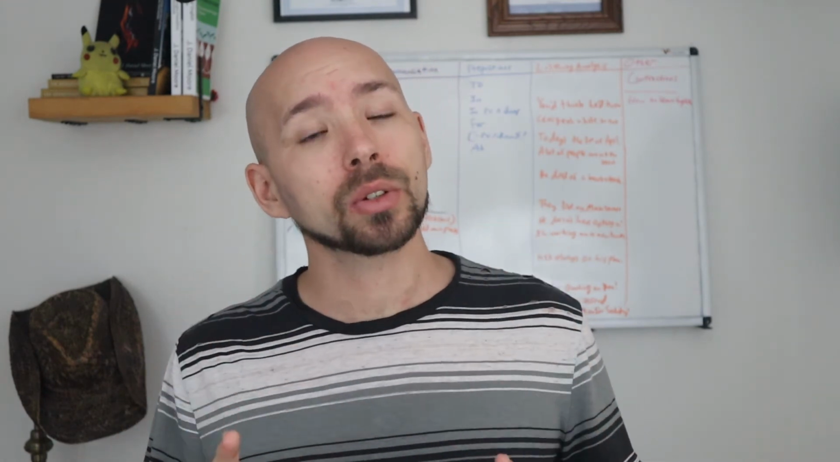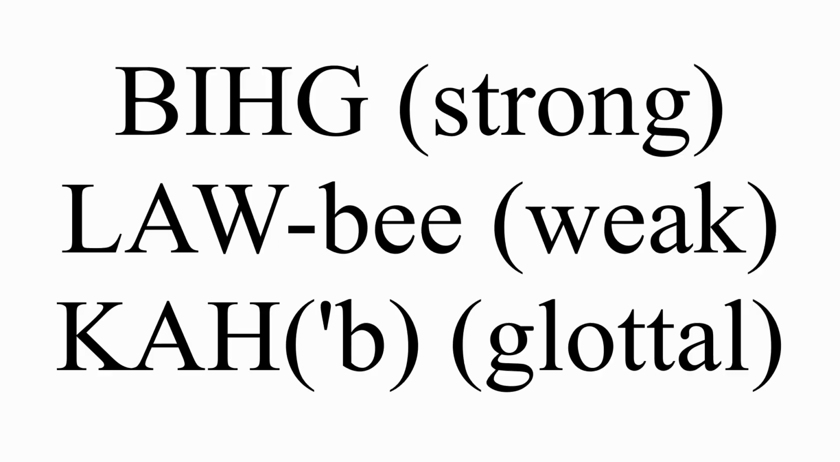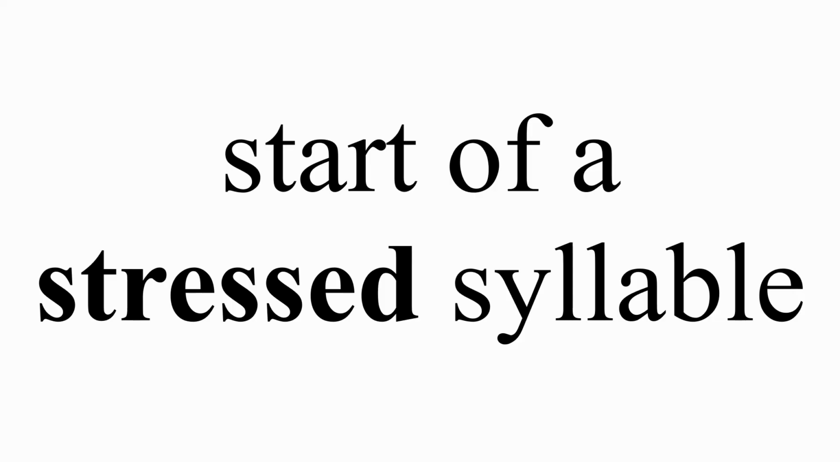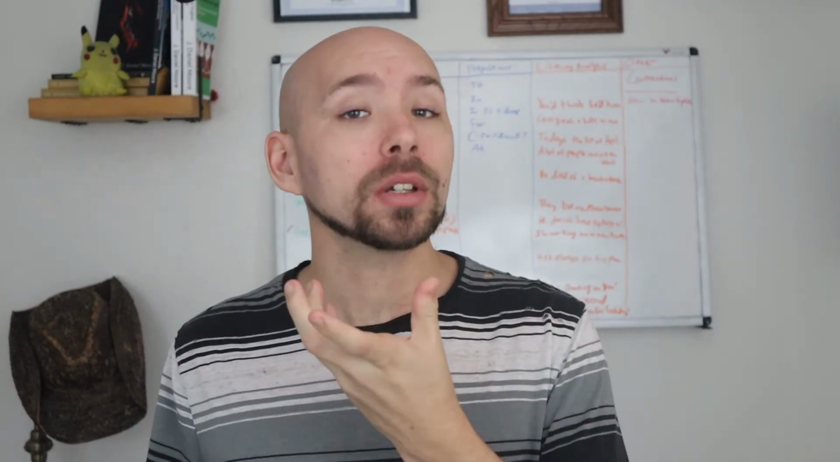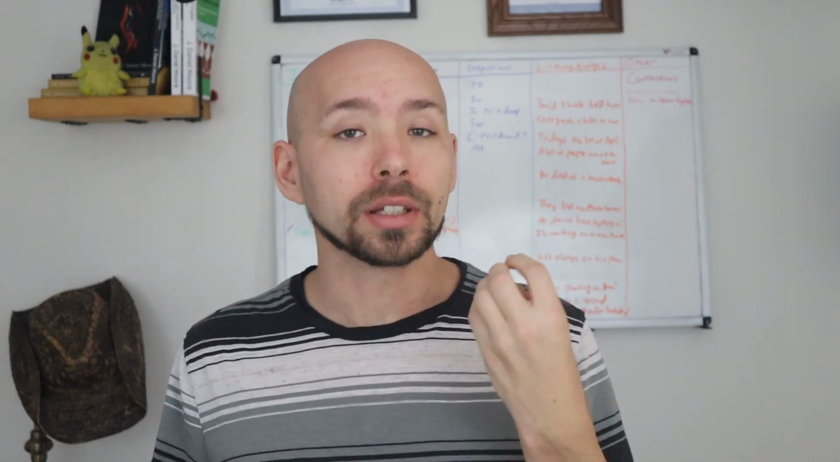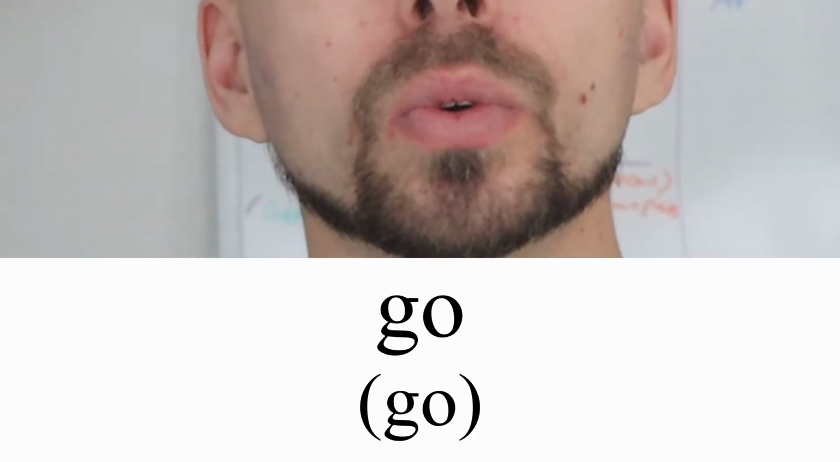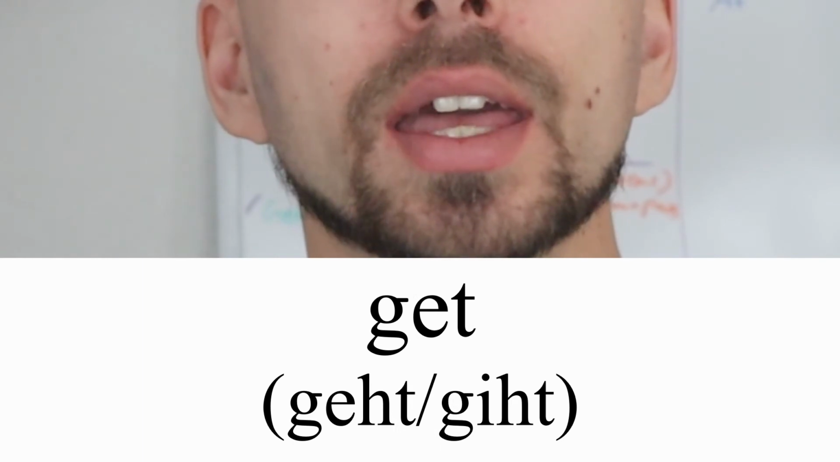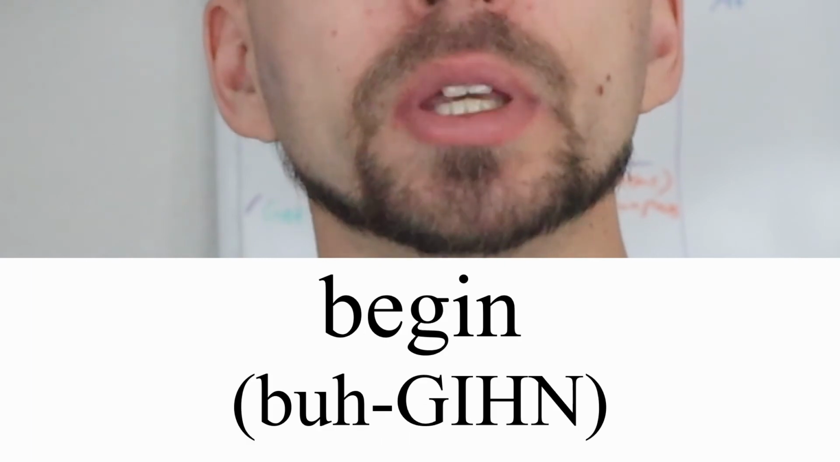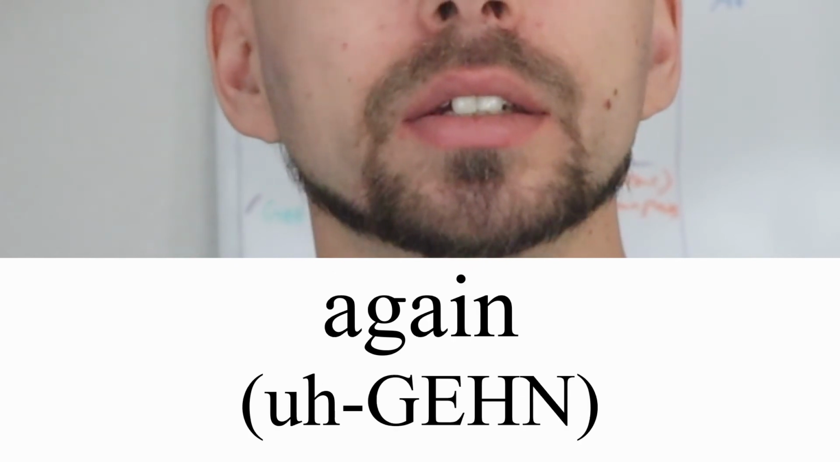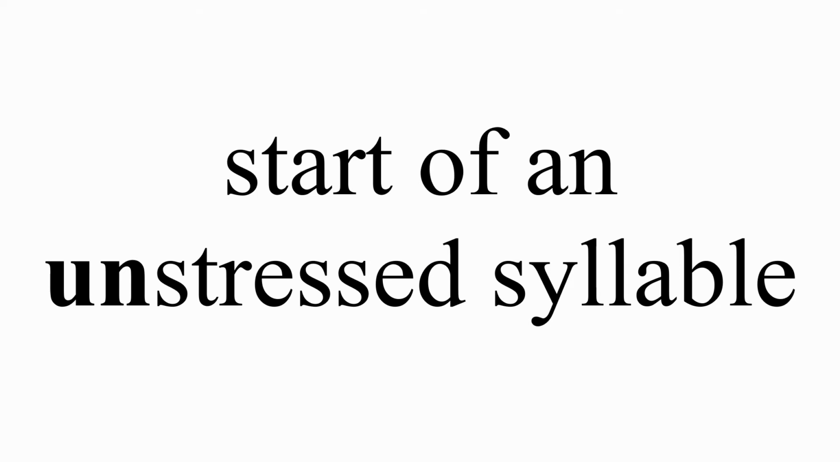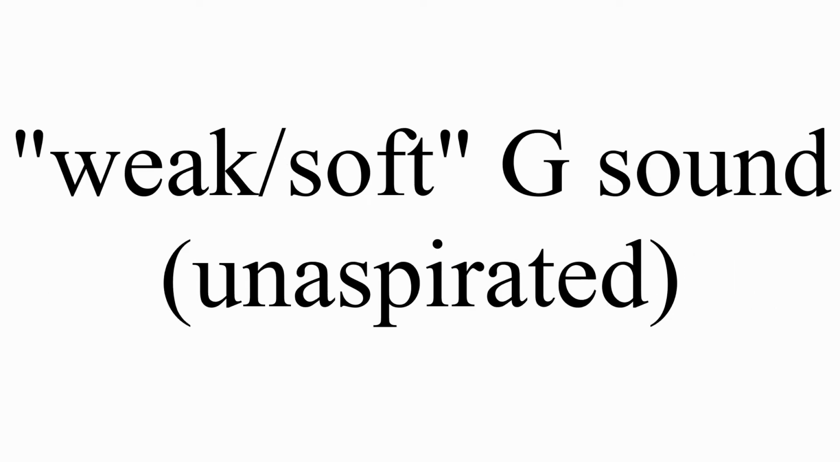Let's now take a closer look at the G sound. So again, all of the same things are going to apply, and this is going to match exactly to the B sound that we talked about last time. So for example, at the start of a stressed syllable, the G sound is going to be nice and strong. We're not going to hear the air because of the voice, but it needs to be stronger than just a little G sound, right? It's G, G, such as go, get, game, begin, forget, again.